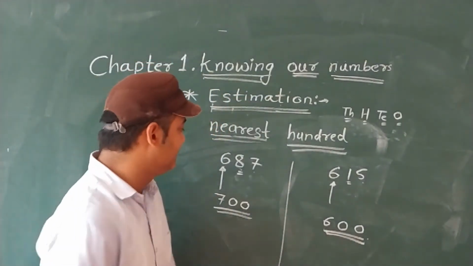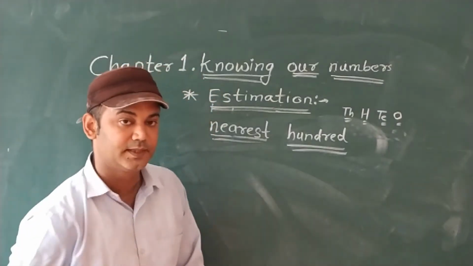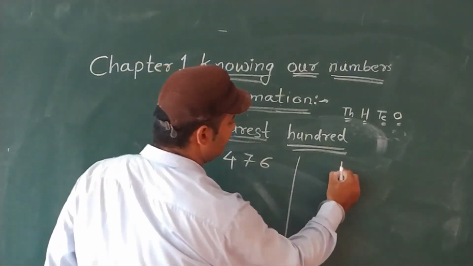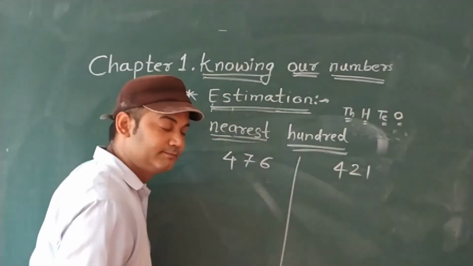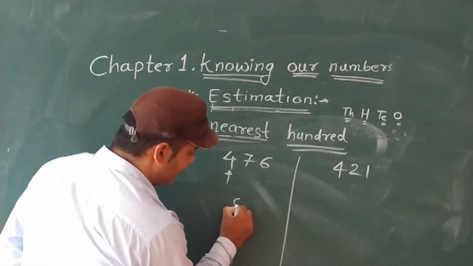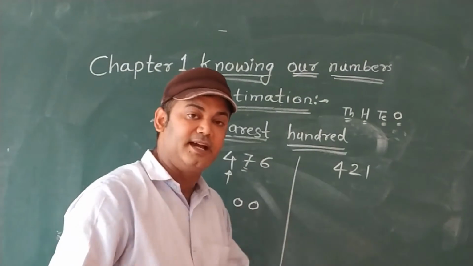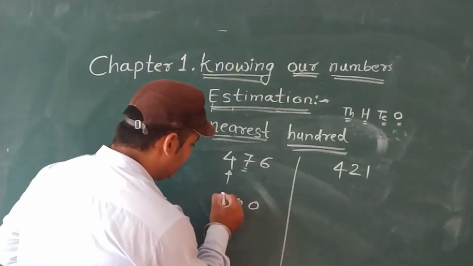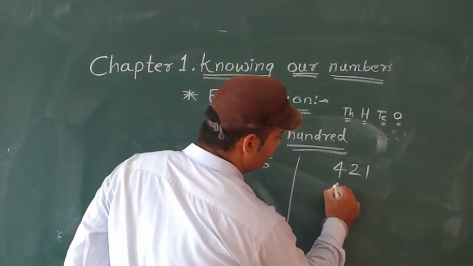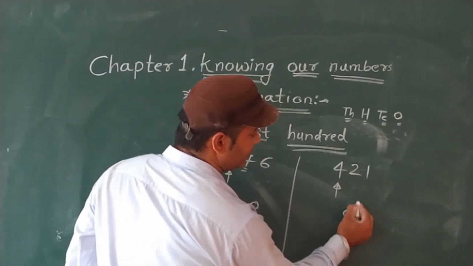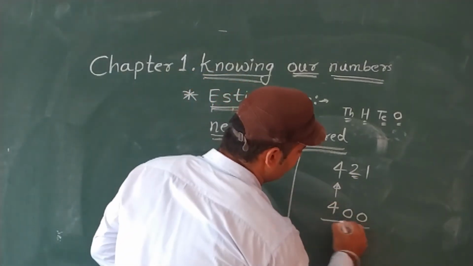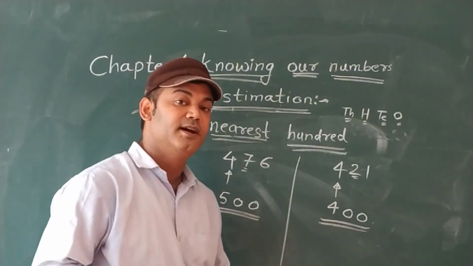Okay. Let's see one more example. 4, 7, 6, 4, 2, 1. 100 place, mark the 100 place. Next digit is 7, make it a 0, 0. 7 है तो आपको क्या करना पड़ेगा? You have to increase by 1, so it will become 5. 500 is nearest 100. 4 to 1, make it a 0, 0. Next digit is 2, means 1, 2, 3, 4 होगा क्या होगा? As it is written. So it will become 400. This is the nearest 100.